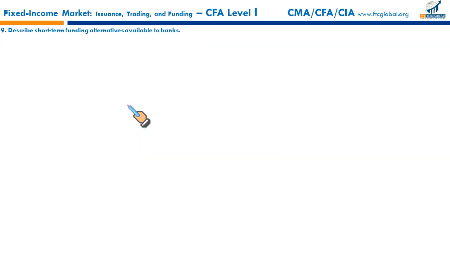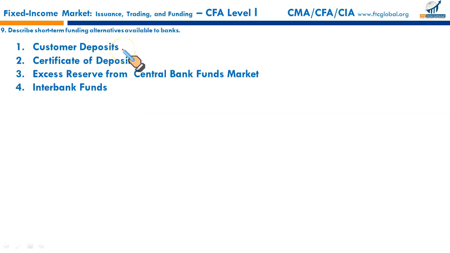So next we have describe short-term funding alternatives available to banks. These are the 4 short-term funding alternatives: customer deposits, certificate of deposit, excess reserve from central bank, and fund market and interbank funds. Customer deposits, also called retail deposits, are a short-term funding source for banks. So many account holders, checking account holders, deposit their money with the bank. So this is one of the major sources of short-term funding available to banks. And of course, there is no interest to be paid on these deposits with the bank.